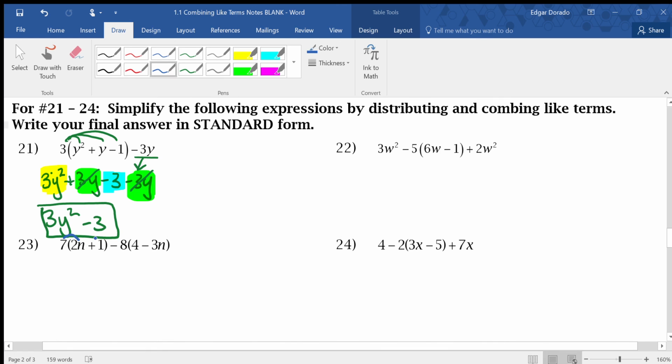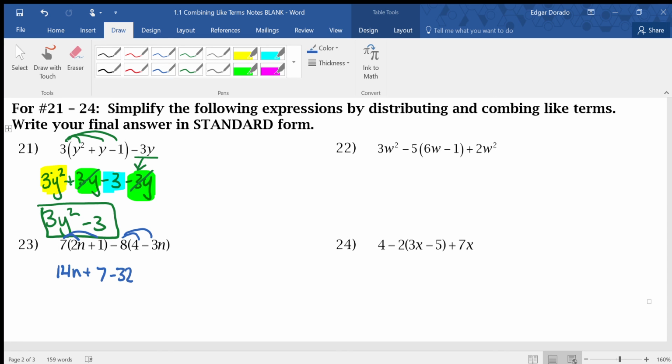if we distribute that out, I get 14n plus 7 times 1 is 7. Do the same thing here, guys. Now be careful. We're distributing a negative 8. So it's negative 8 times 4. That's a negative 32. The negative 8 times negative 3 is a positive 24n. Now I can combine like terms.